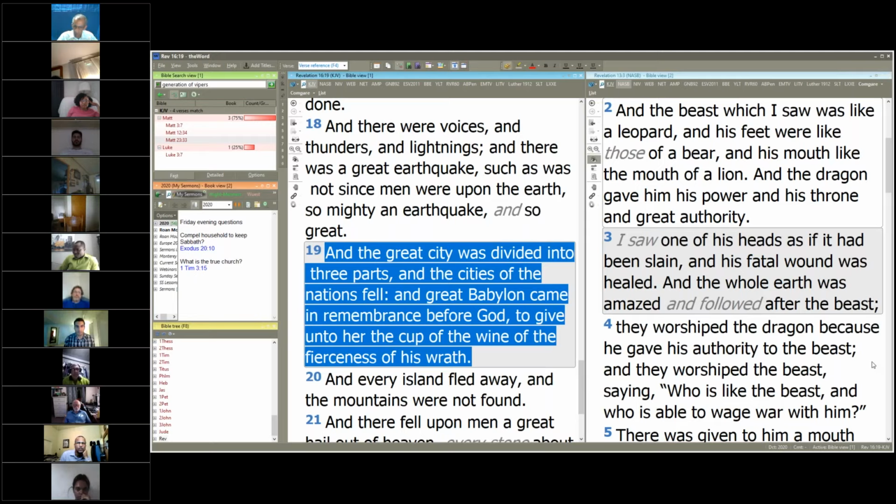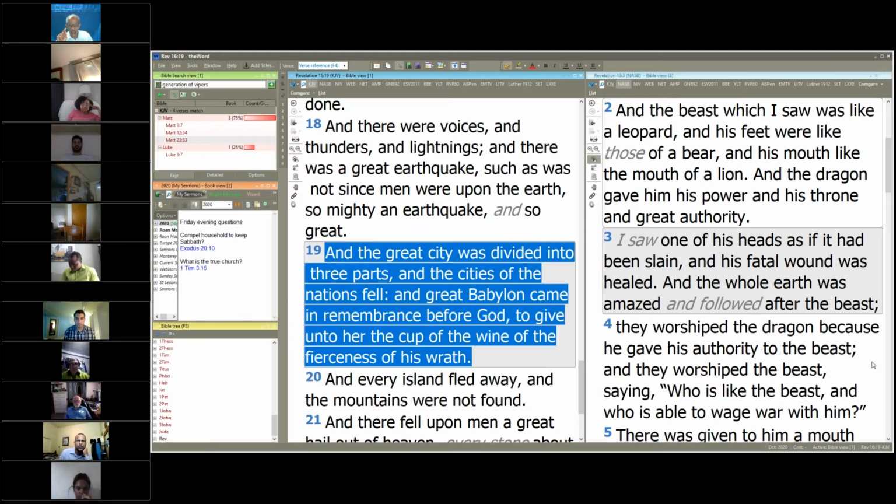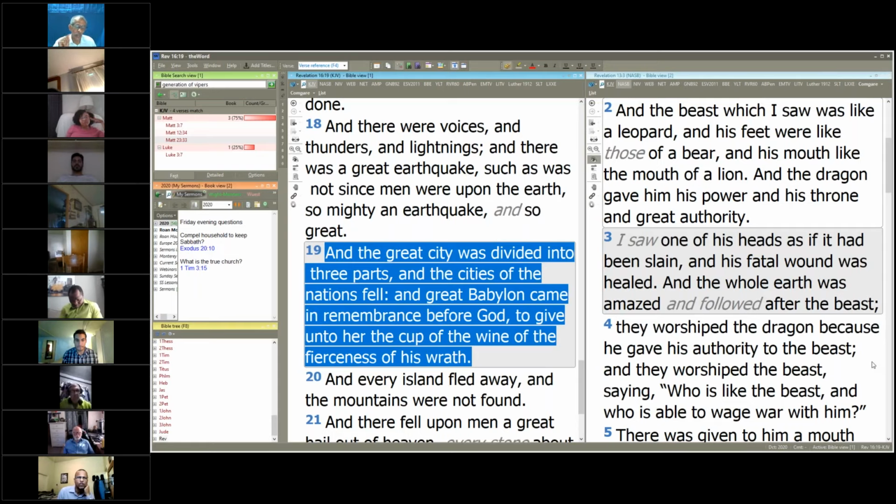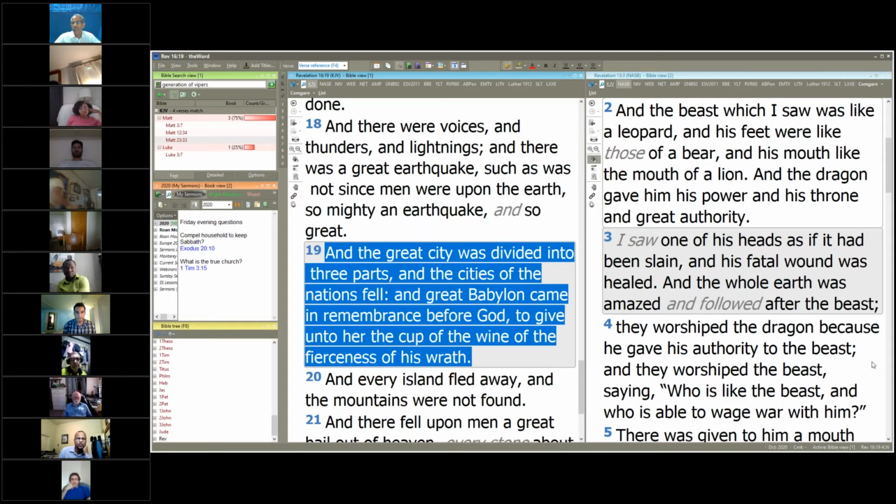But as Beth points out, if you go to Revelation 16 here, the seventh plague, it says Babylon came in remembrance before God to give her the cup of the wine of the fierceness of his wrath. So Babylon has been completely devastated. But it seems that there is still a remnant left, or it's not completely wiped out. So there's still something left that is to receive the wrath of God. Okay, that's how I would explain this.